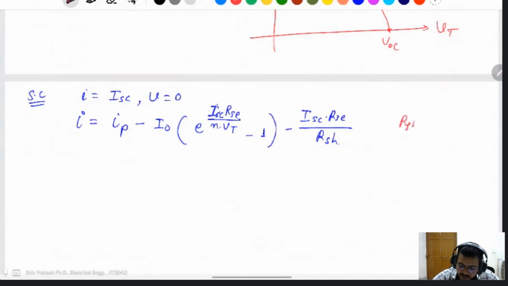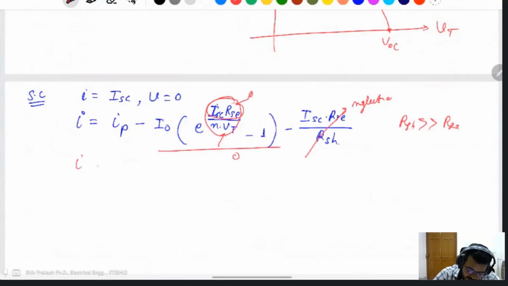Because RSS is very much larger than RS, it will be neglected. This is usually also very small in comparison to this one. This will be approximately 0, that's why this will also be 0. Then I is directly proportional to the IP, and IP is directly proportional to the solar insolation.